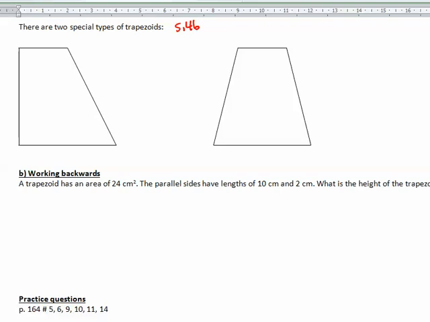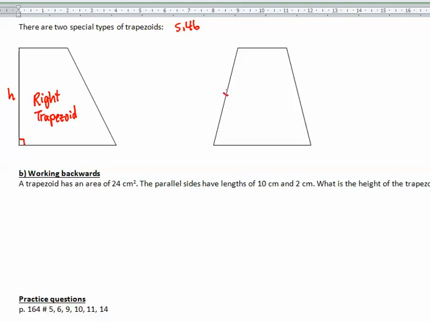There are two special types of trapezoids that we can look at, and the first one is one that has a right angle already in it, which means that it defines the height. This is called a right trapezoid because one of the side lengths is already giving you the height of the trapezoid, so you don't need to find the height because it's given to you in one of the sides.